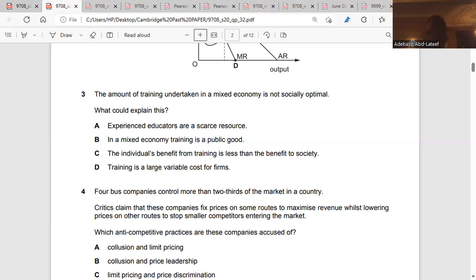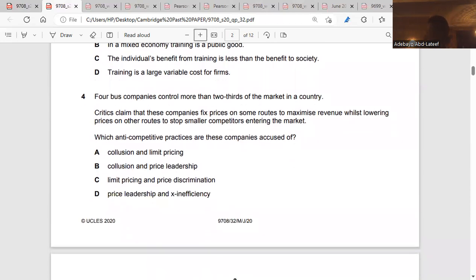Do you get the point? Well trained, yes. Training involves you adding up skills. Okay, so the answer is C. The individual benefit from training is less than the benefit to the society. So that training is less beneficial to that individual than the society. Okay, is it clear? So we go to B, question 4.